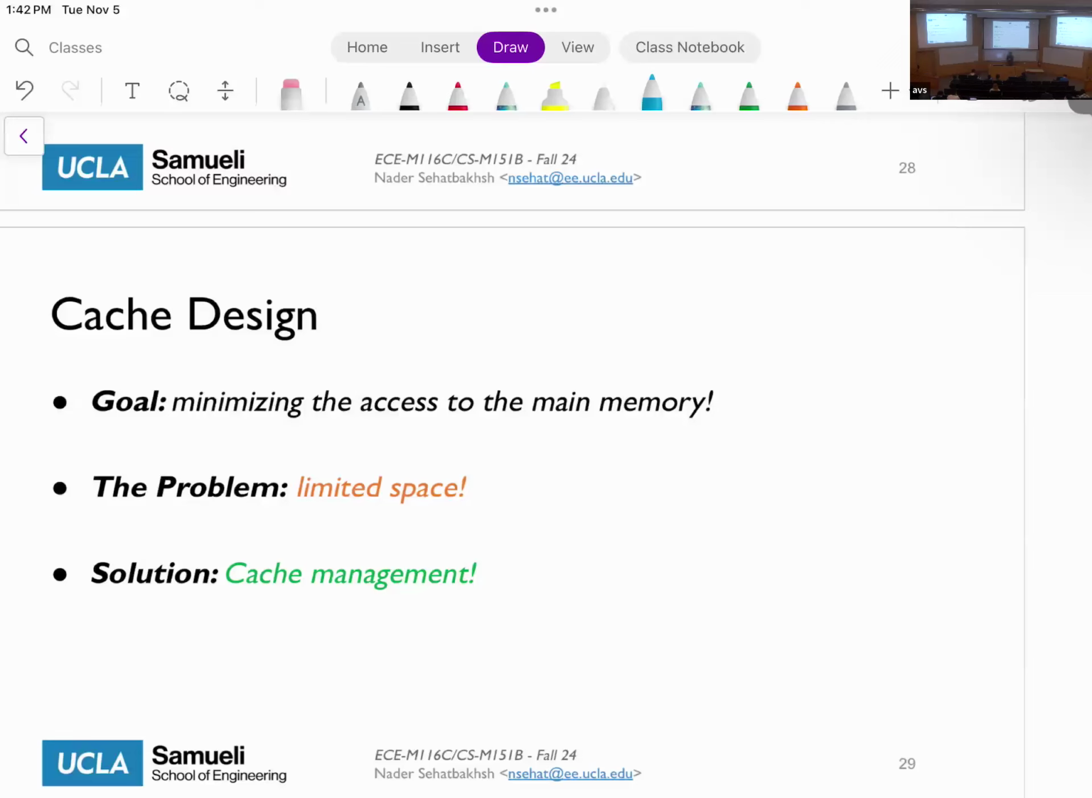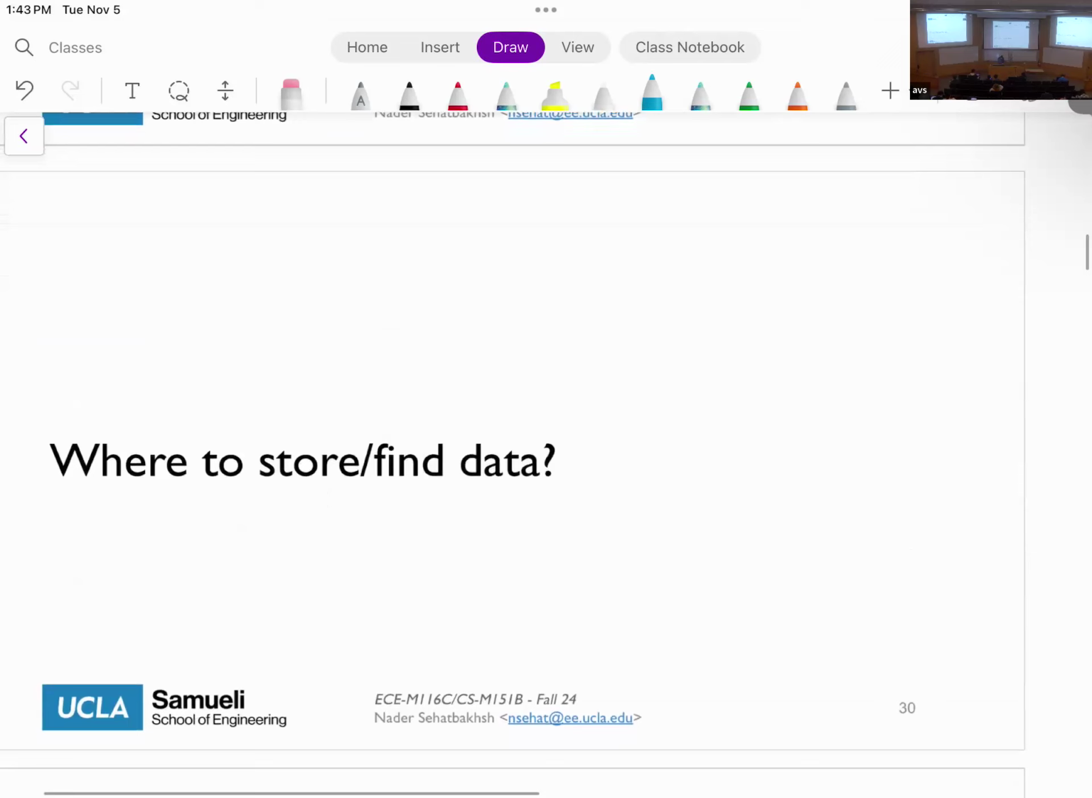So what I store, when I get rid of things, what I replace it with, how I should architect my cache, how I should address my cache, what I should use as a tag, and all those things are the art of designing a good cache and cache management. So we're going to go over and talk about those things, okay?